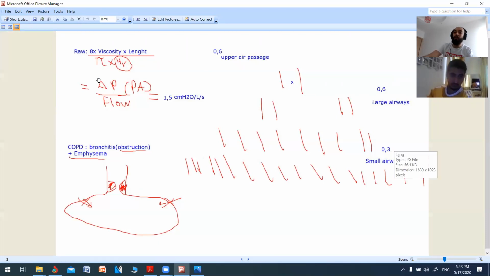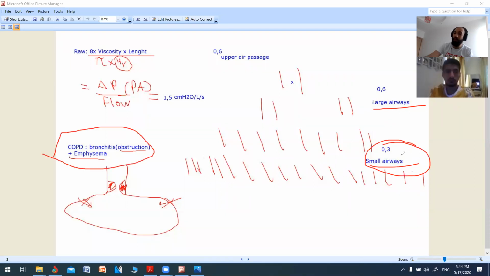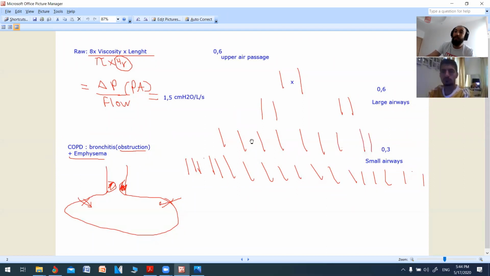Where do you think the obstruction will happen? In the small airways or larger airways? In the small airways. In COPD, the resistance in the small airways will become more than the resistance in the large airways. Good. The large airways are rigid and have cartilage, and it's difficult to obstruct them. You understand? Okay. Now, next.